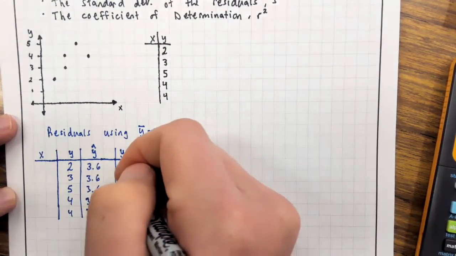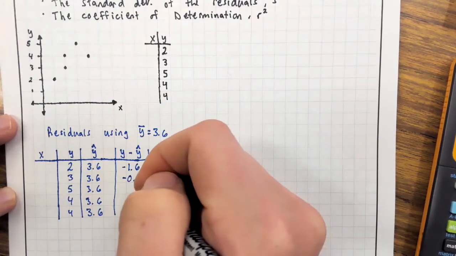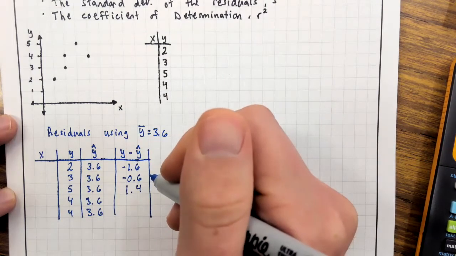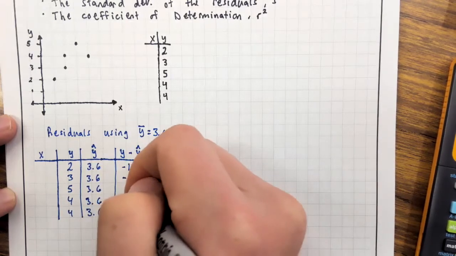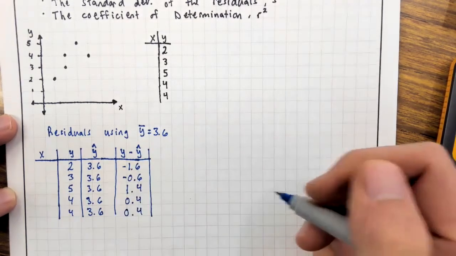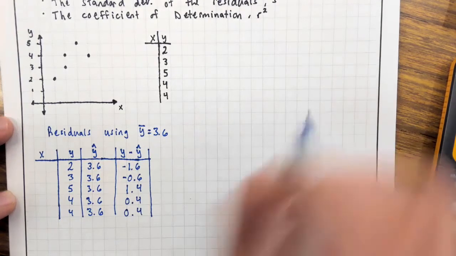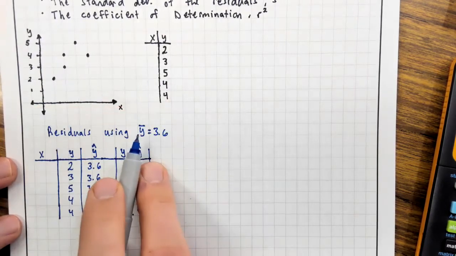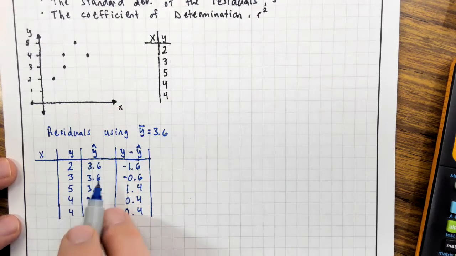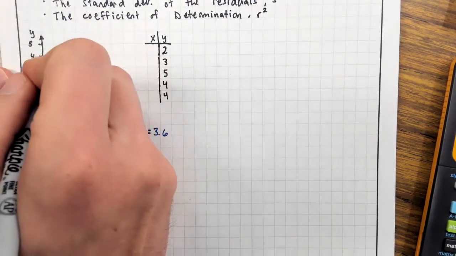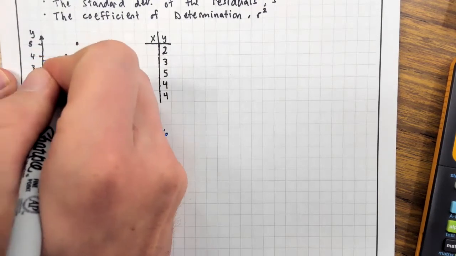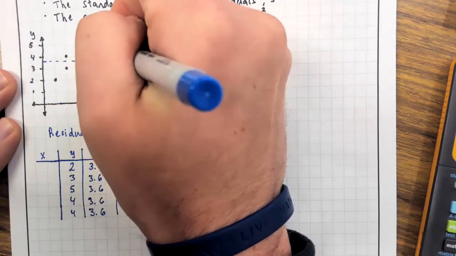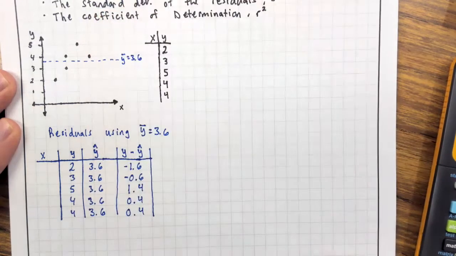Next residual would be negative 0.6. Next residual is 1.4. And my next two residuals are 0.4. Okay. That should do it for this. All right, so hey, one thing I'm going to do too is sketch where this line goes on our scatter plot. So y bar equals 3.6. All my predicted values are 3.6. So it looks like this line would be right around here. That's what I'm using to predict my y values. This one is 3.6. It's the average y value.